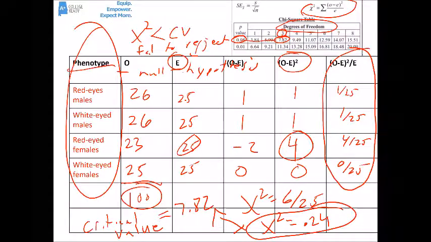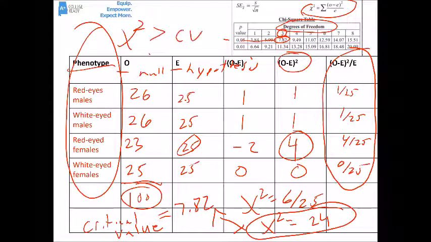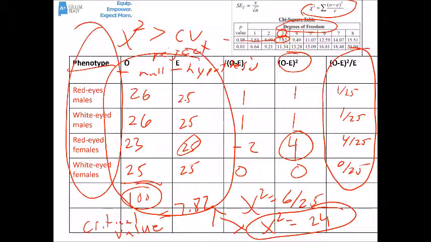Now, on the other hand, let's say that our chi-square value had been 24 instead of 0.24. Well, in that case, our chi-square value is greater than our critical value, much greater. And when that's true, you're going to reject your null hypothesis. And what that would mean is that there's large differences between our observed and expected numbers, and that the differences are probably too large to be due to chance. The differences are statistically significant. So we reject the hypothesis that there are no differences because there seem to be differences, important differences.